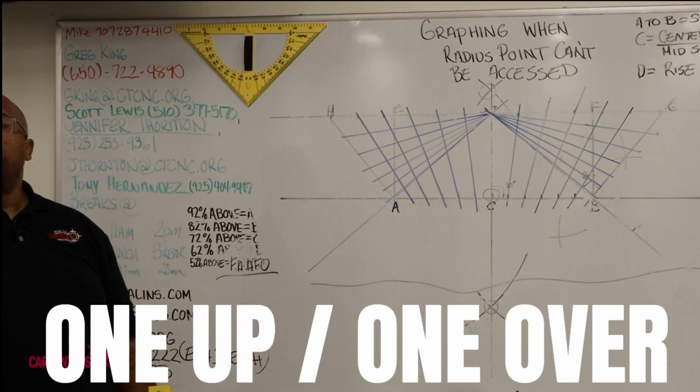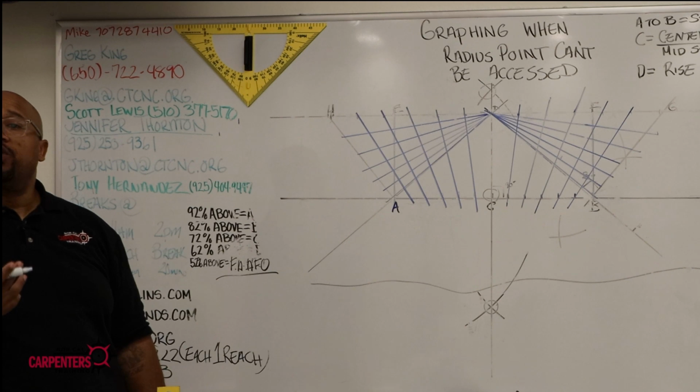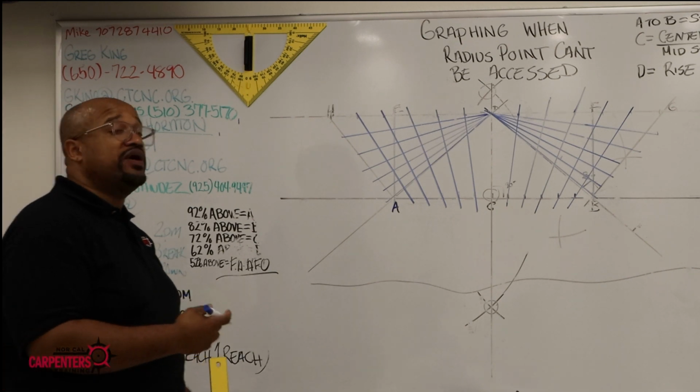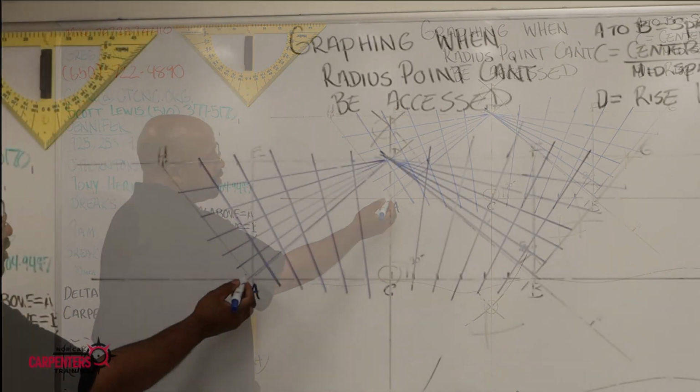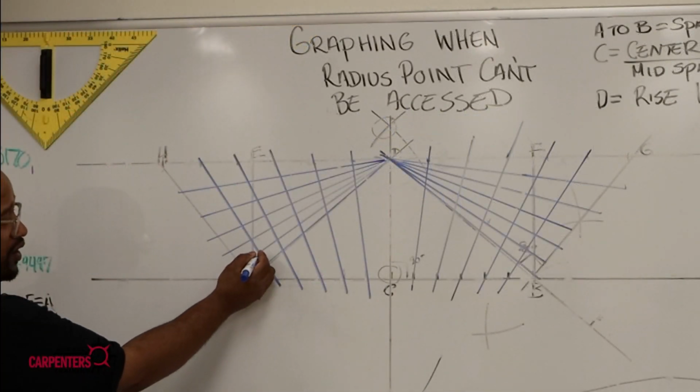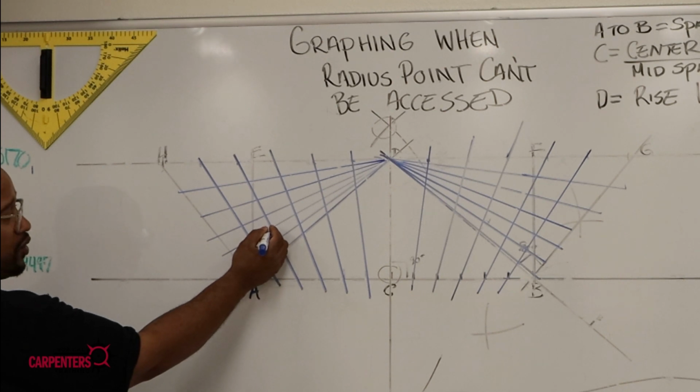1 up, 1 over. 1 up, 1 over. That's how you know where the points are going to end up on your graph. Okay? So here we go. 1 up, 1 over. 1 up, 1 over.